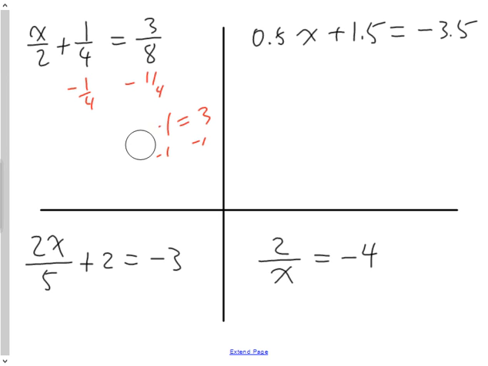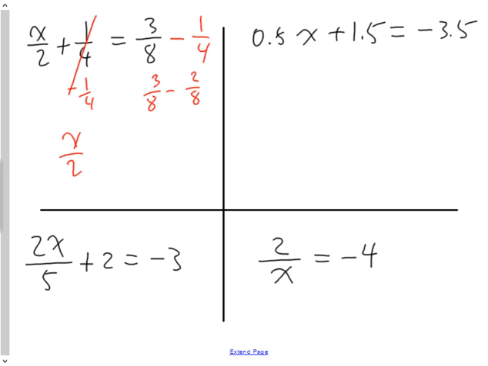Subtract a quarter. I'll rewrite that here. So if I subtract a quarter, that's a zero pair. I'm left with half of x over here. But by subtracting a quarter, I end up with a grade 7 fraction question. What is 3/8 take away 1/4? Well, find my common denominator, 8. 3/8 take away 2/8 is 1/8. So 3/8 take away a quarter is 1/8.